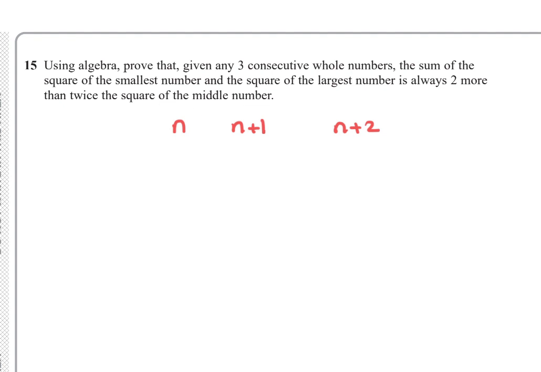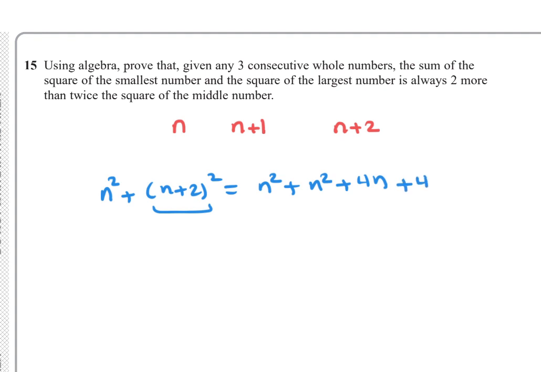So we can find the square of the smallest and the square of the largest first. So n squared plus n plus 2 all squared. So n squared plus, expand n plus 2 all squared: n squared, n times n. Then 2 times 2 times n, which is 4n. And 2 times 2, which is 4. Combine the like terms. So 2n squared plus 4n plus 4.